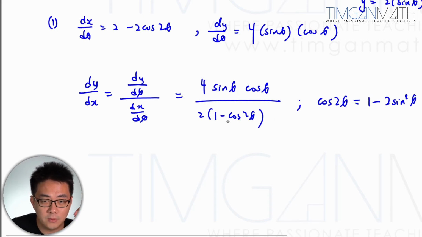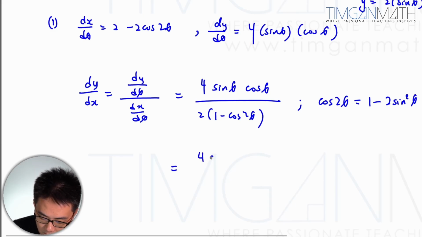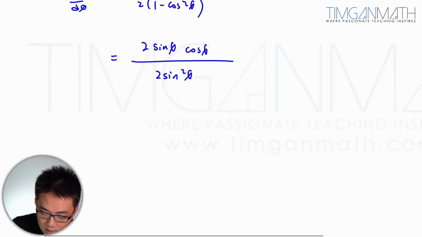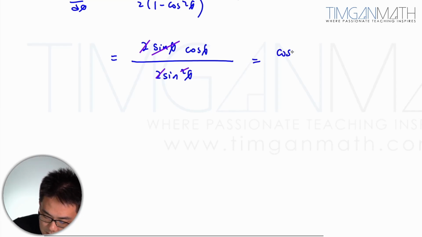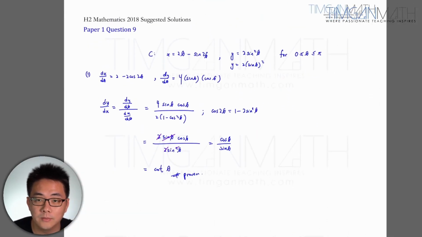The reason why I use this is because if we can replace this as a 1, I can remove the 1, and this is 2 sine squared theta. So 2 sine squared theta with 4 sine theta cosine theta, this will be cancelled away. This will be 2 sine theta cosine theta over 2 sine squared theta. This would just cancel away again. This will be cosine theta over sine theta, and this will just be cot theta. There you go. That's how you do the first part.